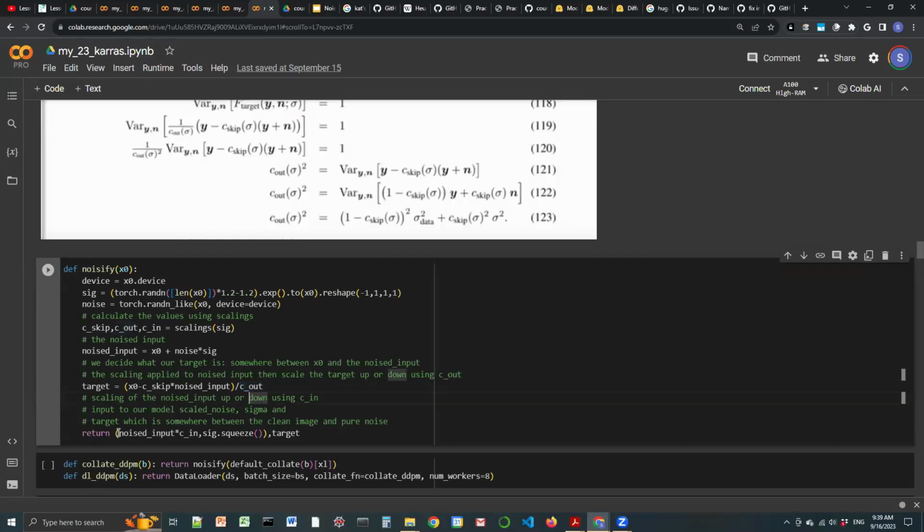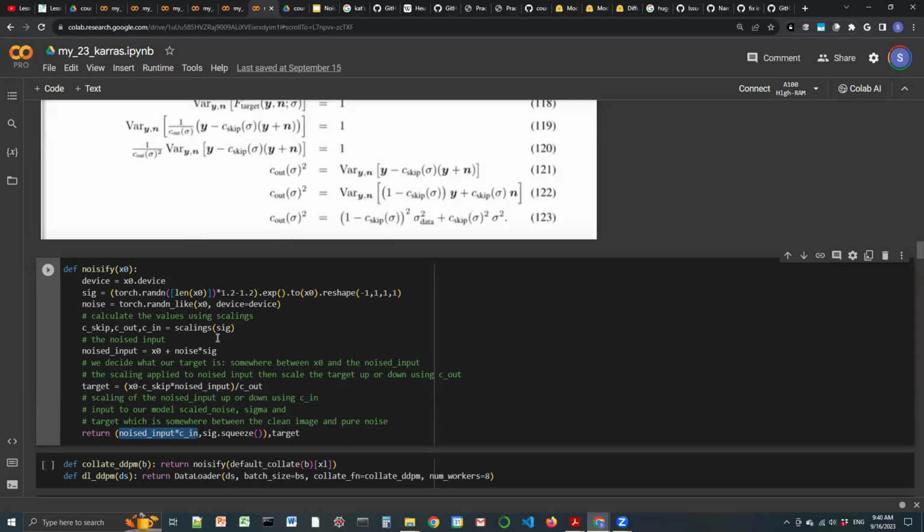And in terms of what we are returning from noisify, it is the scaling of the noised input by c_in. Then we just squeeze out the sigma and return the target, which is calculated this way. So the input to our model is the scaled noise: you take the noised input and scale it by c_in, and squeeze it to get rid of any excess dimensions. And then the target, which is somewhere between x0 and noise. So that's what we do here.